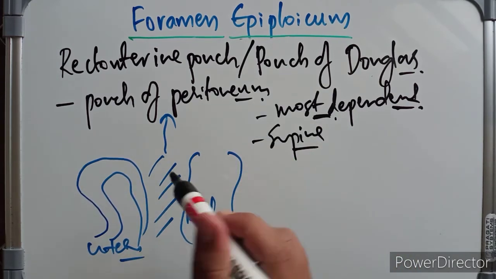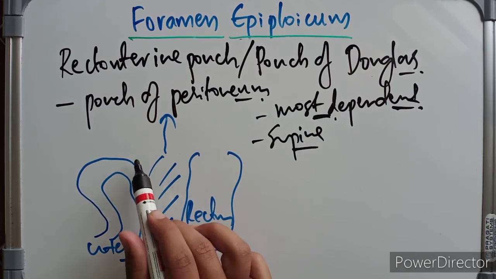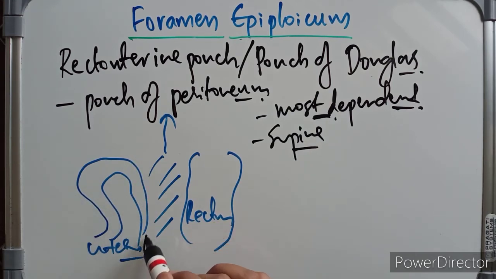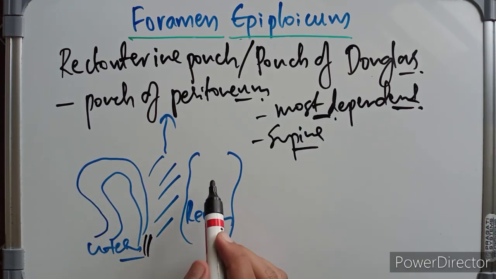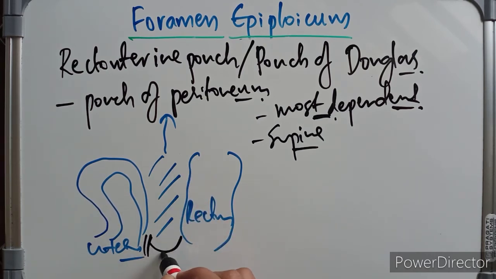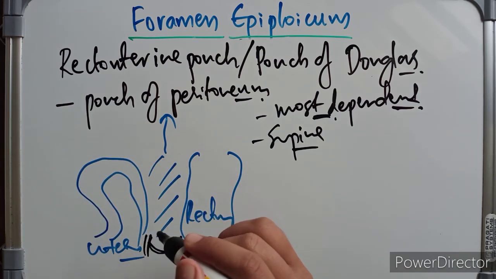So what are the boundaries of the rectouterine pouch? Anteriorly we have the uterus and also the upper one-third of the vagina, posteriorly we have the rectum, and inferiorly we have the rectovaginal fold, which is 5.5 centimeters in length. So this is about the rectouterine pouch and its boundaries.